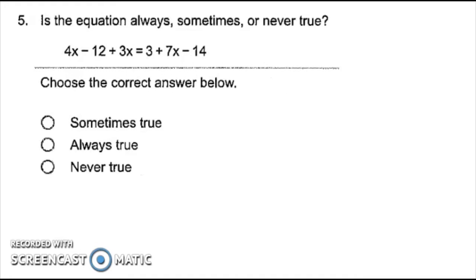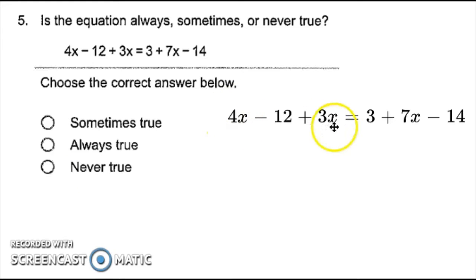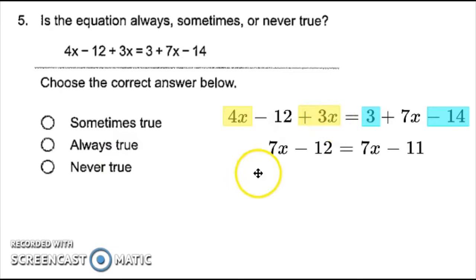Is the equation always, sometimes, or never true? So we need to solve for it. So we have like terms. 4x and 3x is 7x. 3 and negative 14 is going to be negative 11. So we have 7x minus 12 equals 7x minus 11.